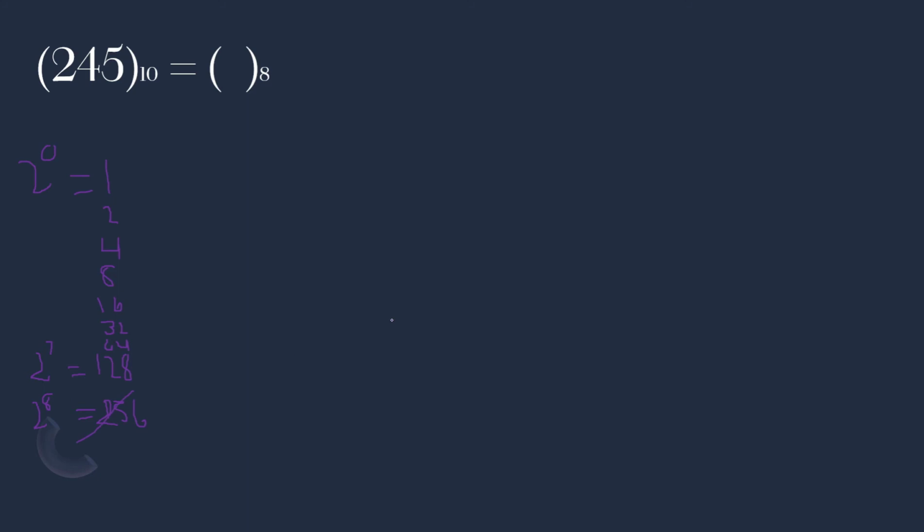So 256 is not going to fit properly. 128 does. 64 does. 32 does. So what is that so far? 2 to the 7 plus 2 to the 6 plus 2 to the 5. So 128 plus 64 plus 32. We're at 224 right now with these. That leaves us with 21 so far.